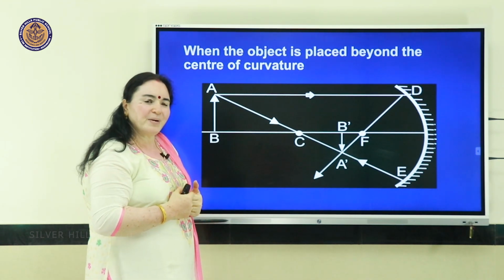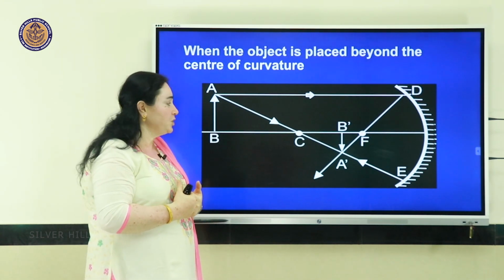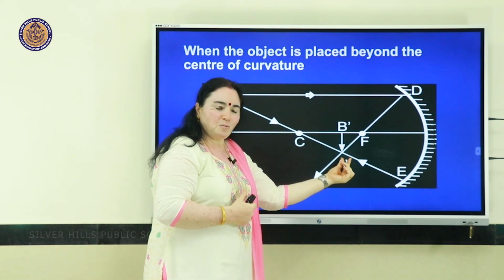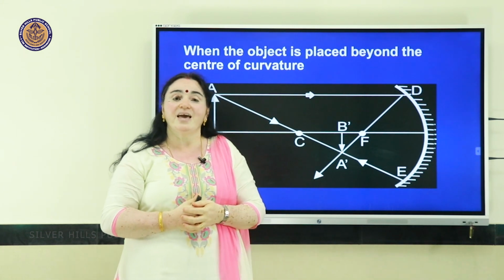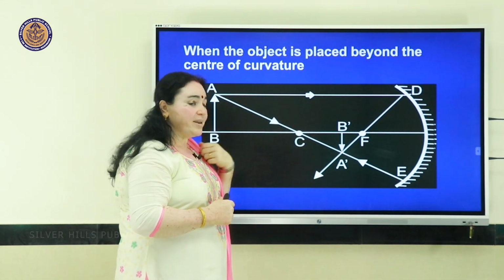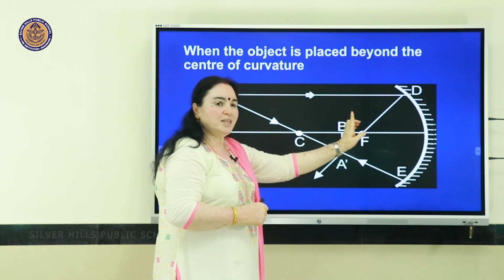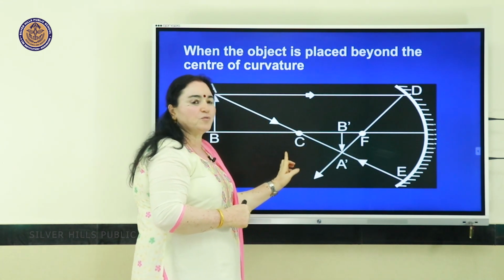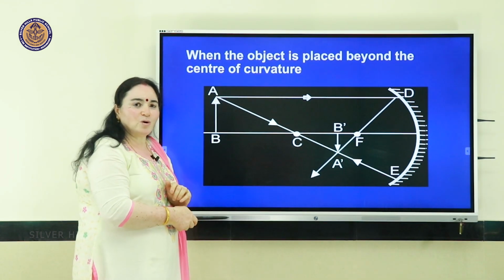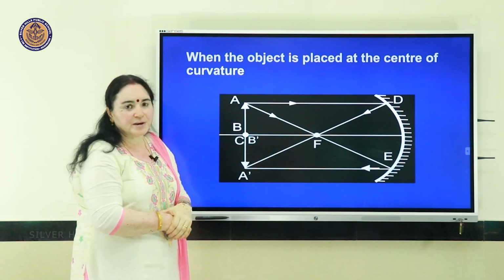Very clearly, when I compare the size of the object and the image, my object is bigger, my image is smaller. So, I can say that the size of my image is diminished, right? And where is it formed? It's formed between the focus and center of curvature of the concave mirror. Now, let us check on the next diagram.